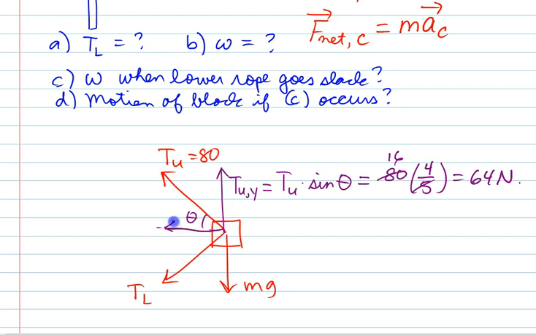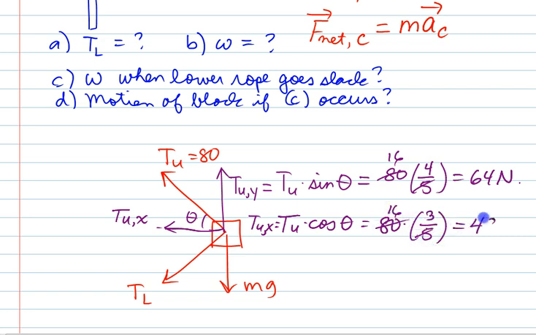And that means that we're going to have T upper in the x direction, and T upper in the x direction is just going to be T upper times cosine, and that's going to be 80 times 3/5, and I think that's going to give us 48 newtons. Now, keep in mind that's 48 newtons to the left, but we're going to do things in the centripetal direction.